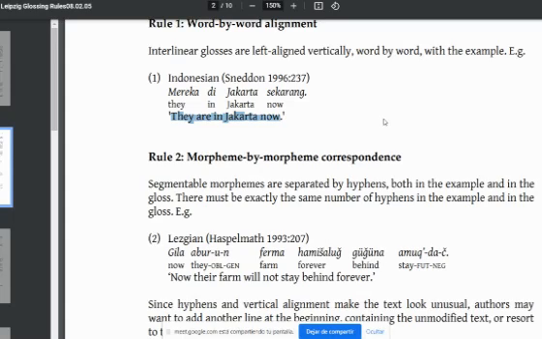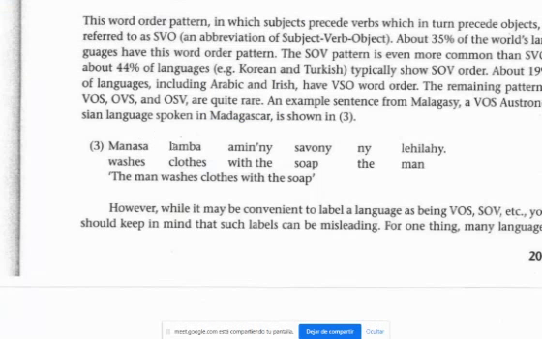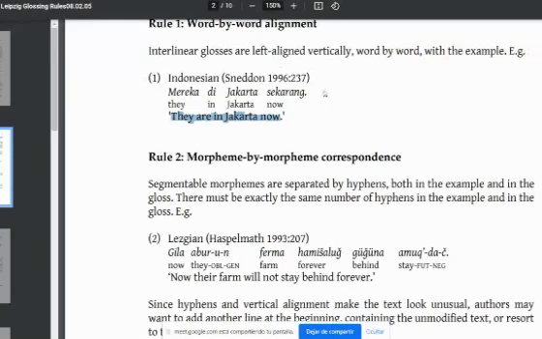If we are going to make a script, we need to know the Leipzig rules, because you cannot write internationally and say mereka di Jakarta sekarang, and then put in parentheses, they are in Jakarta now. It doesn't help anybody, because we need to know the word by word alignment and correspondence. And that's what we see on this page in the book. This is an example of a Leipzig rule. And you can make it word by word. It's enough. That's rule number 1.